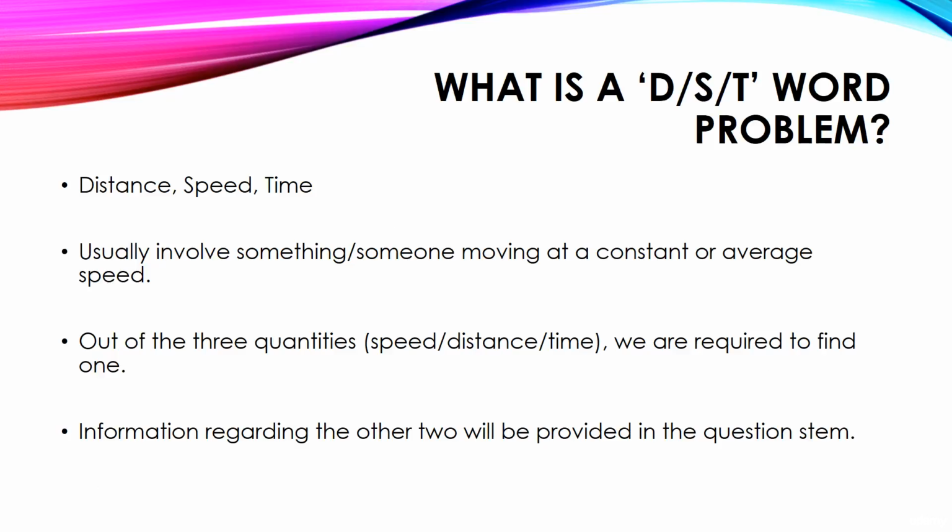Usually they involve something or someone moving at a constant or average speed. Out of the three quantities, speed, distance, time, we are required to find one. Information regarding the other two will be provided in the question stem.